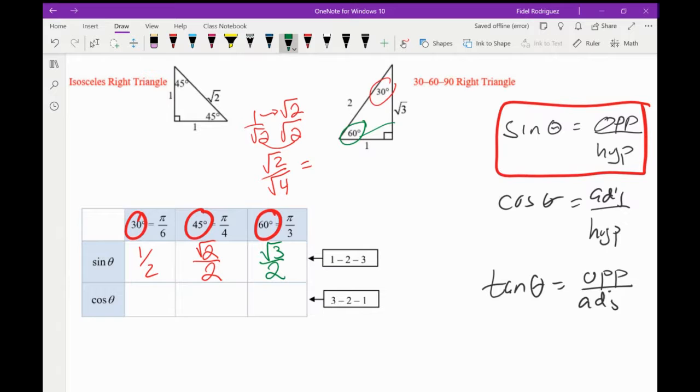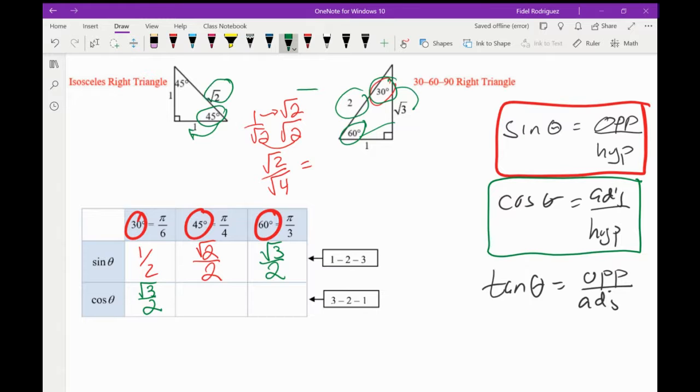Okay, and then we're going to do the same thing for the cosine. So again, look what we're looking at. We're looking at the cosine of 30 degrees. Remember how we defined cosine? We said cosine was the adjacent over the hypotenuse. So this one here was the square root of 3 over 2. The cosine of 45 degrees was the adjacent over the hypotenuse. We did that earlier, didn't we? And we came up with square root of 2 over 2.